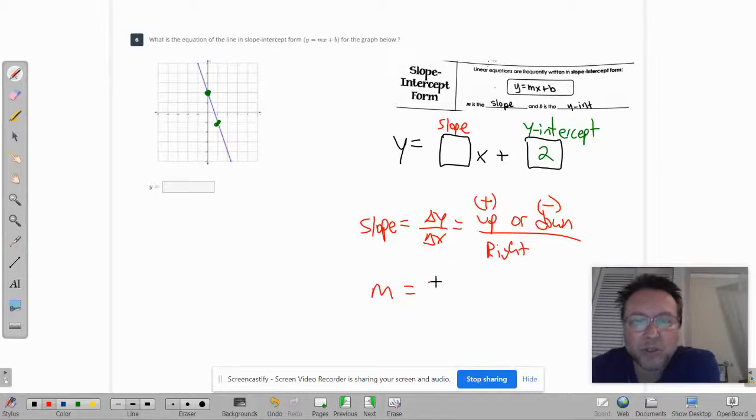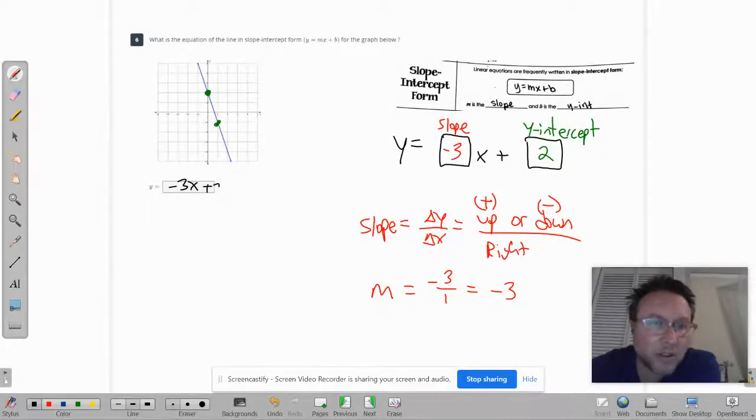So it looks like my slope would be -3 over 1, which I could just simplify to -3. So then my final answer here would be y equals -3x plus 2. And you can always test another point.